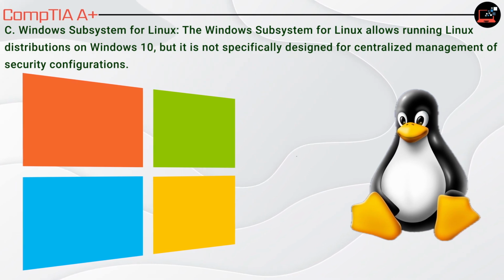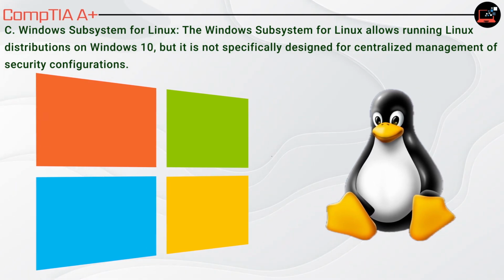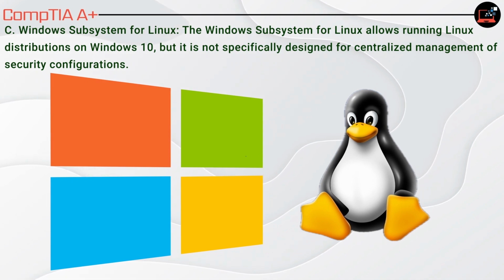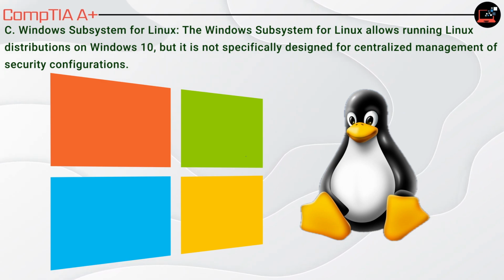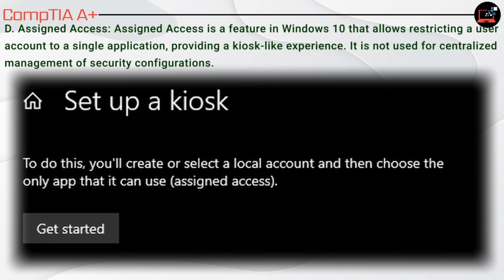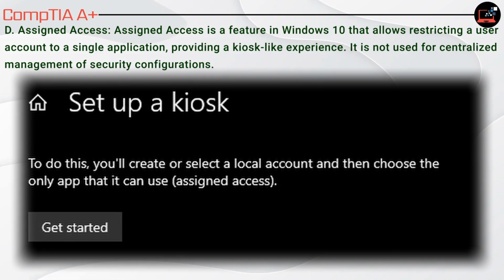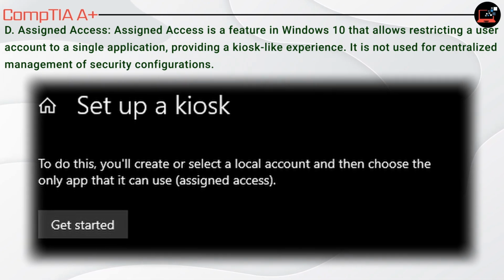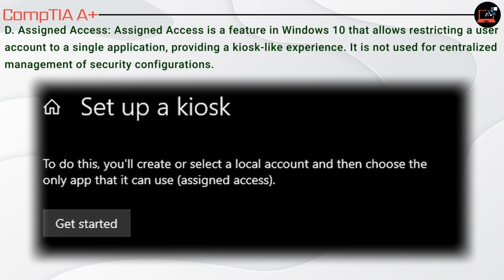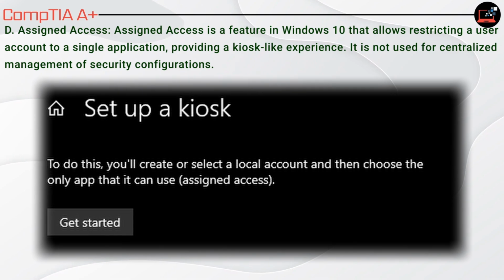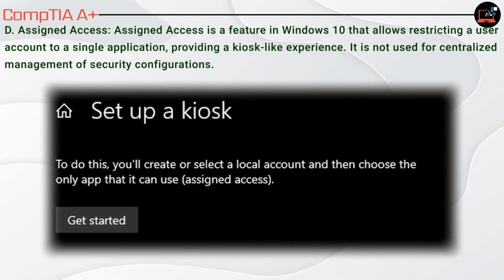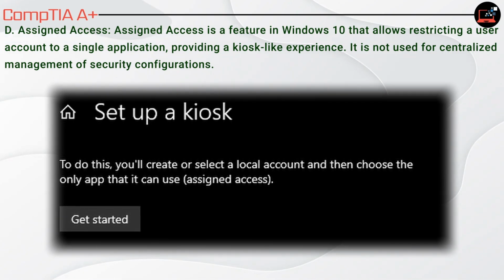C. Windows Subsystem for Linux. The Windows Subsystem for Linux allows running Linux distributions on Windows 10, but it is not specifically designed for centralized management of security configurations. D. Assigned Access. Assigned Access is a feature in Windows 10 that allows restricting a user account to a single application, providing a kiosk-like experience. It is not used for centralized management of security configurations.